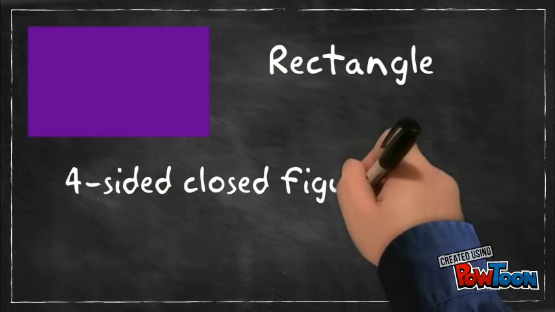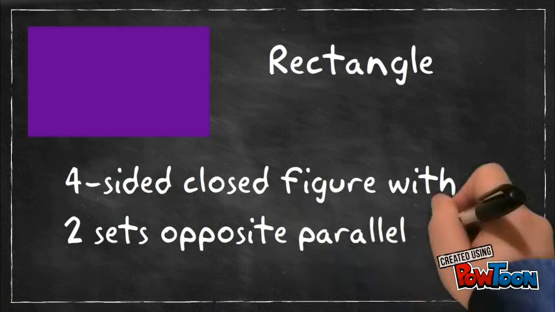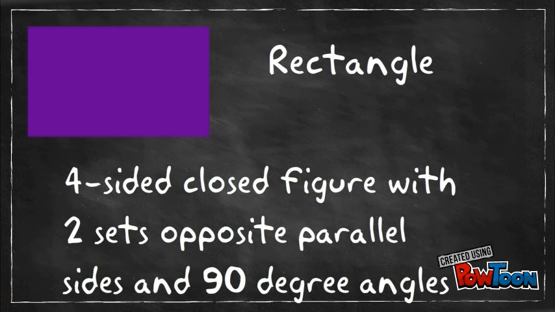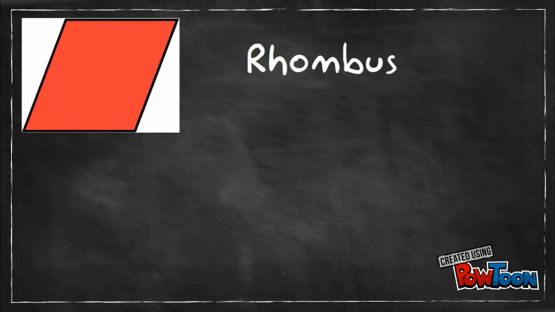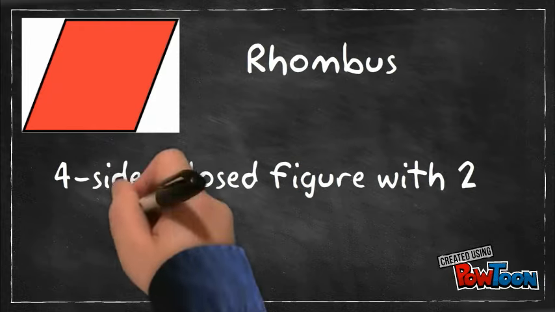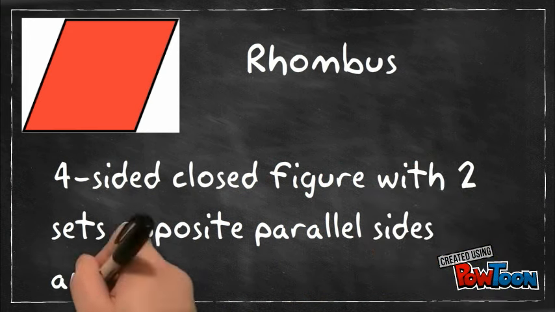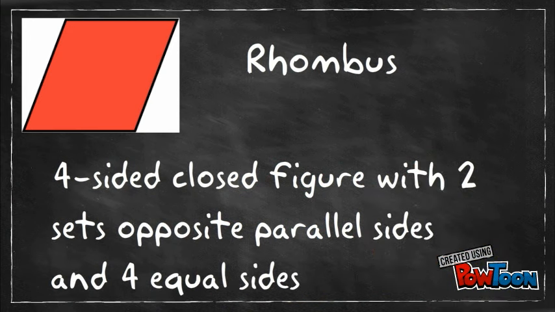Rectangles are like a parallelogram with its parallel sides, but it must have four 90-degree angles. A rhombus is also like a parallelogram. It has pairs of parallel sides, but these sides must all be equal in length to one another.